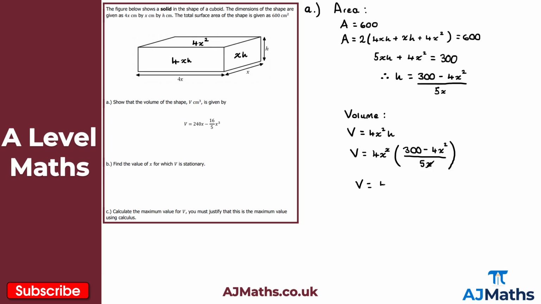So I'm going to get 4x over 5 times by 300 minus 4x squared. Obviously, you can just go straight away into expanding here. I just want to make it a little bit clearer as to what's actually going on. So now if I expand here, I get that V is equal to 240x, so 240x there, minus 16 over 5 x cubed. Okay, as required there.